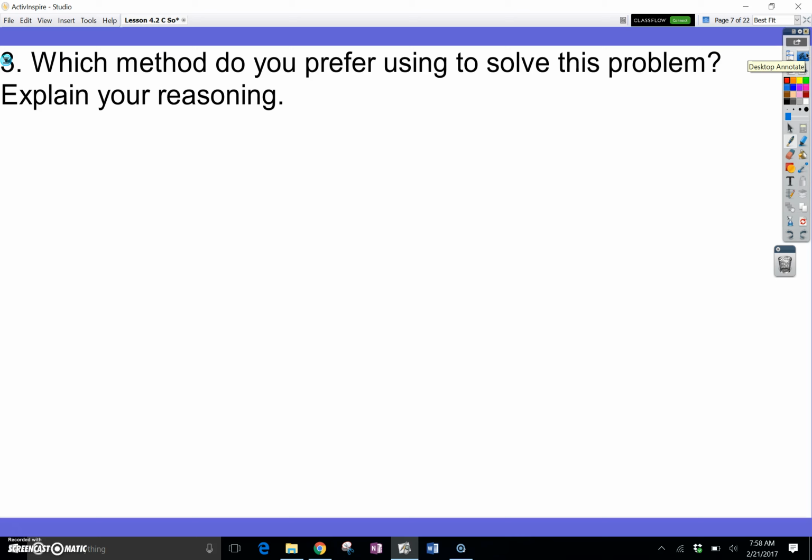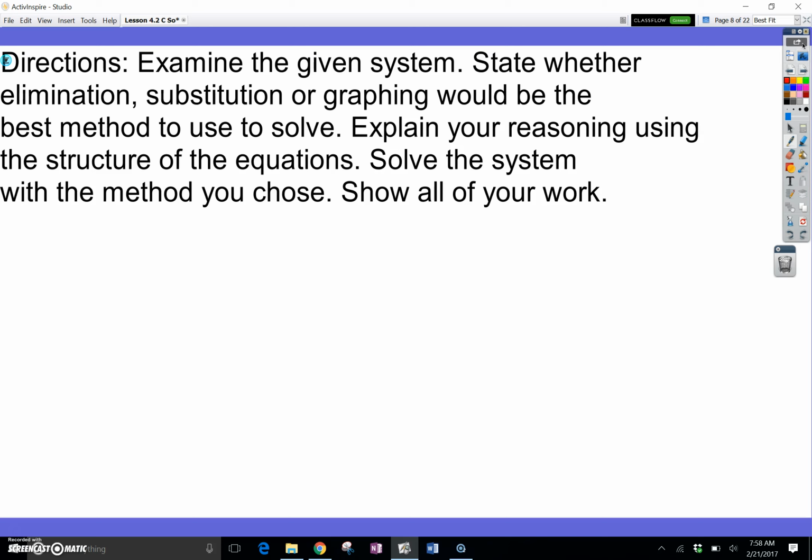So go ahead and take a second now and write which method do you prefer. Do you prefer to solve by graphing, elimination, or substitution? So go ahead and pause the video right here and write answer number 3 together. So for me personally, I like all of them. It really just depends on the problem, and once you become comfortable with it, you can choose which one you'd like to use for which situation.